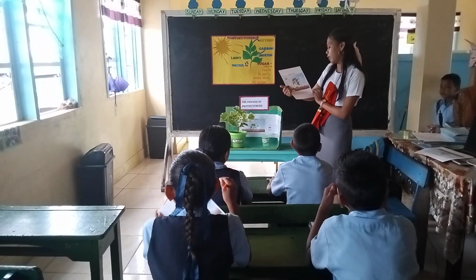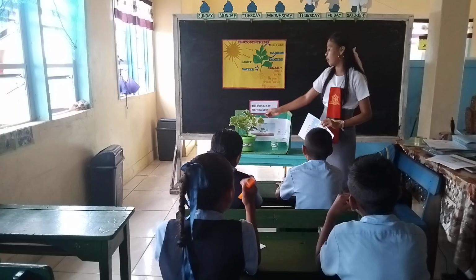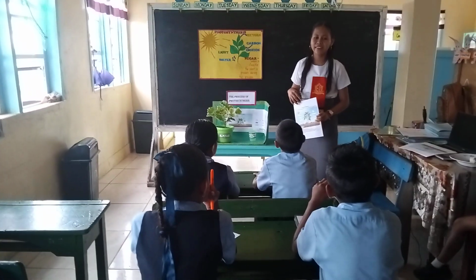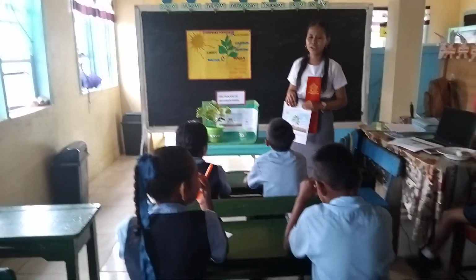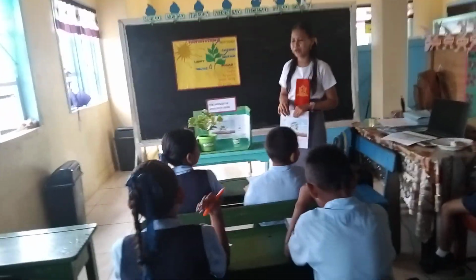Plants gather sun energy with light absorbing pigment called, what is the green color in the leaf called? C word. It's called chlorophyll. Alright? Chlorophyll.